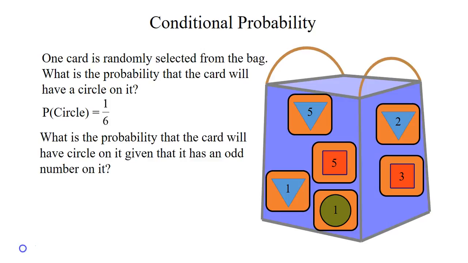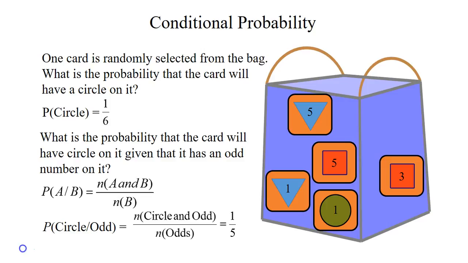What is the probability that the card will have a circle on it given that it has an odd number on it? This is like saying we already know it's odd. So we're not going to look at the even numbered card, which is the 2. We're only going to select from those 5 that are remaining. So the given gives us our total possible outcomes, or our denominator, when we're finding the probability.